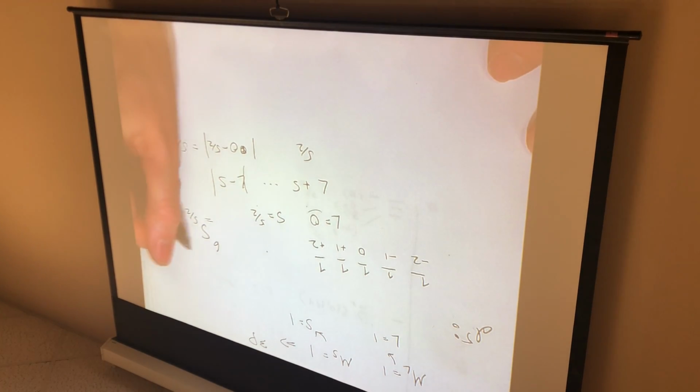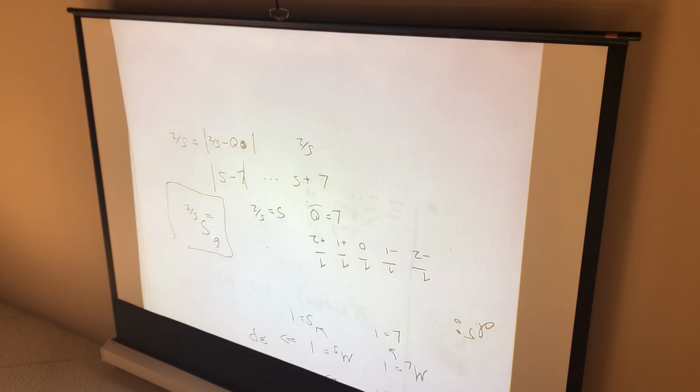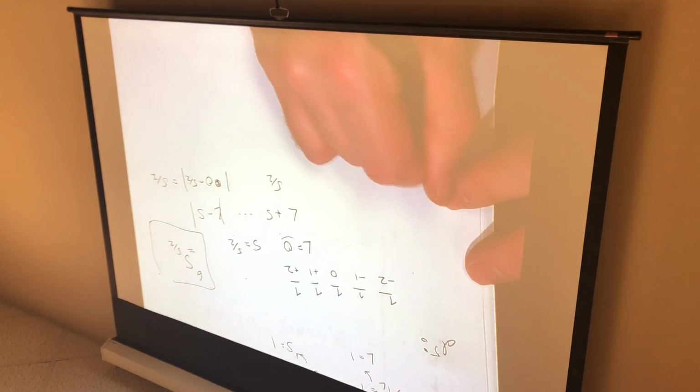But this is a very handy thing to do. This is something I'll ask you to do, predict the ground state for a given configuration. Let's do another one just for the heck of it, D7.